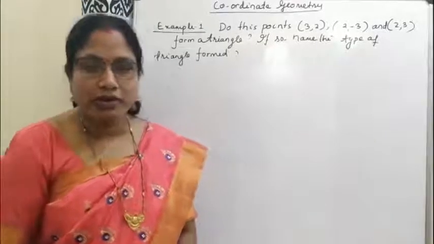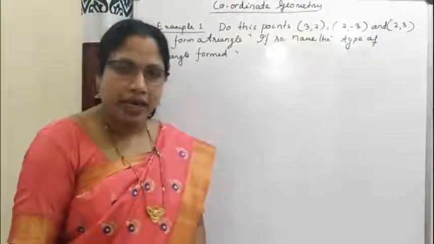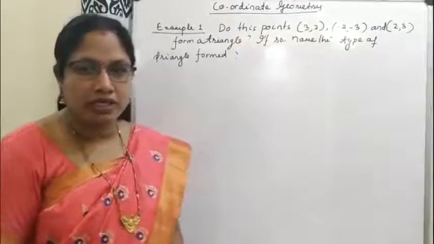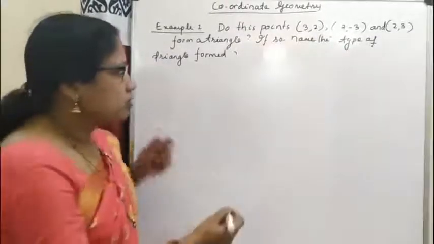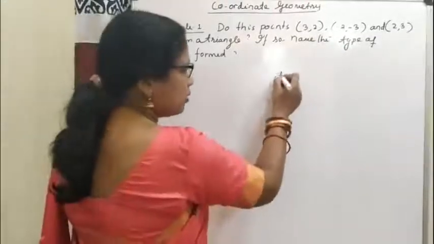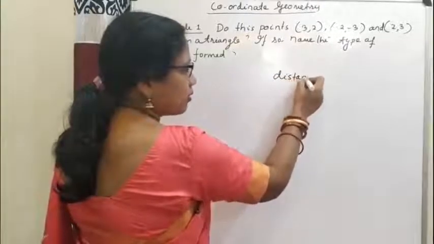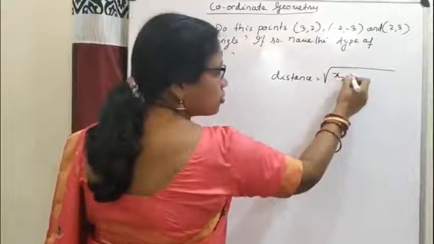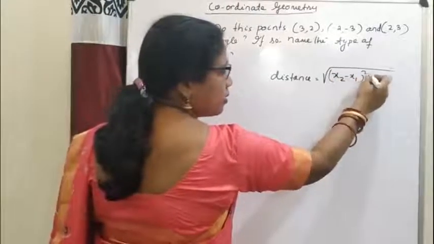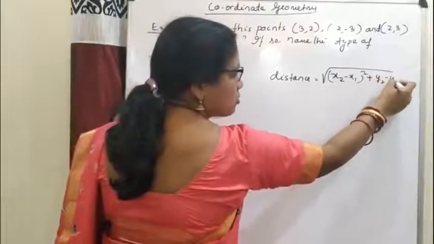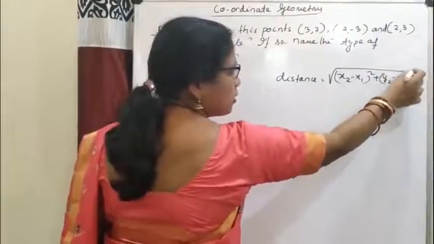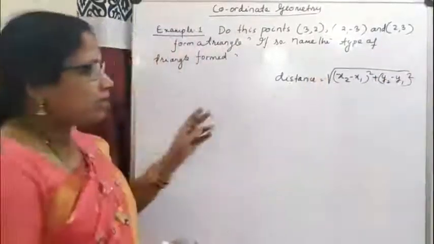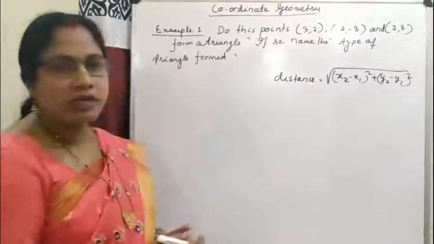Dear students, in our last class we derived the formula for the distance between 2 points. So that is, the distance between 2 points is equal to the square root of (x2 minus x1) whole square plus (y2 minus y1) whole square. So let us apply this formula by solving some problems.